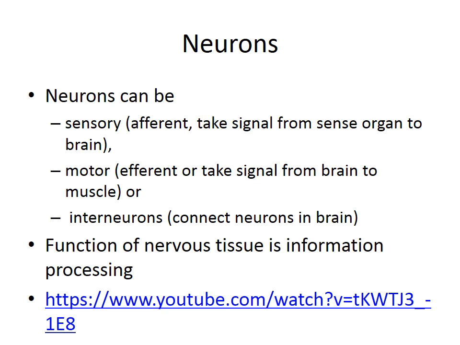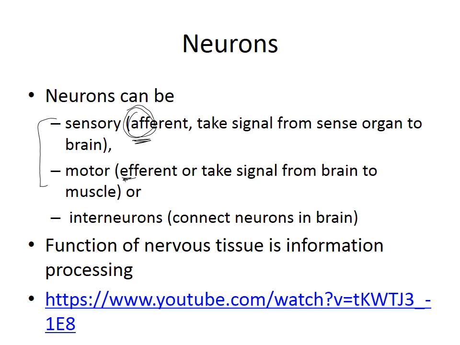Neurons can be sensory, which means they are afferent. Notice the A. Afferent means they take the signal from the sense organ to the brain. Neurons can also be motor, and at that point they're called efferent, because they take the signal from the brain to the muscle. So first you have to have a signal, and that is picked up by a sensory neuron, and the sensory neuron will take that signal to the brain, the brain will understand it, and then it will activate a motor neuron and say, move, or whatever the action is supposed to be. So these are the two main types of neurons.